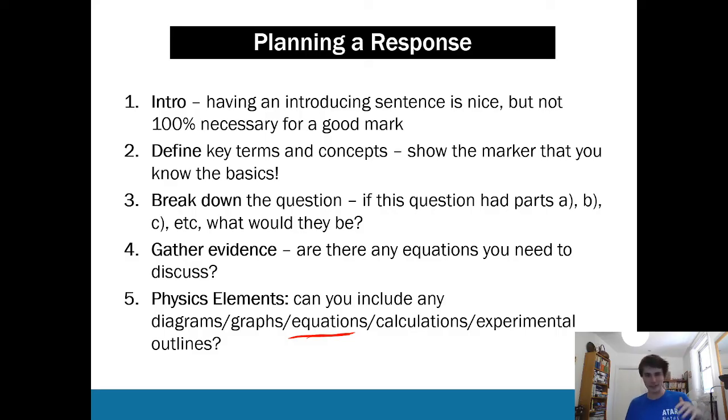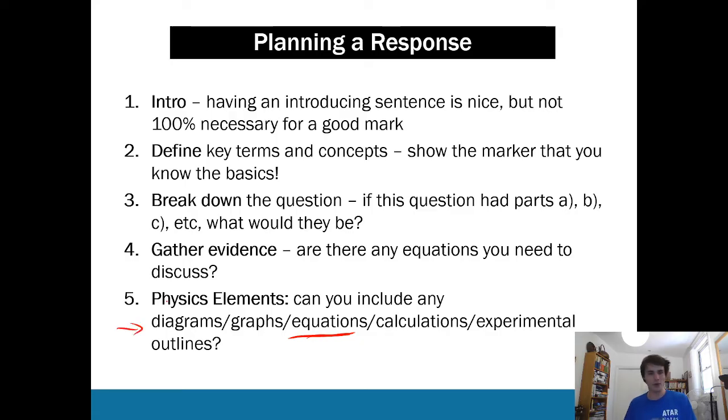And that right there, you chuck the equation down, you explain why the equation is relevant, what all the components of the equation are, explain what each symbol means, explain how we might use the equation, explain how it's relevant to the situation. Very nice. It really adds to your response.